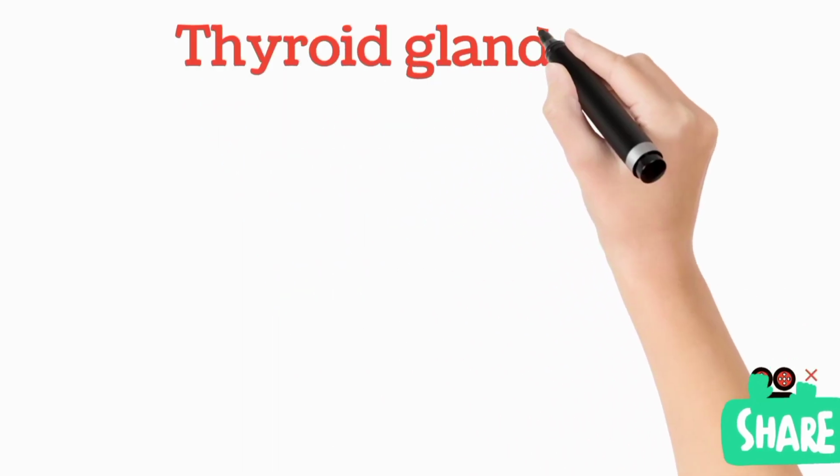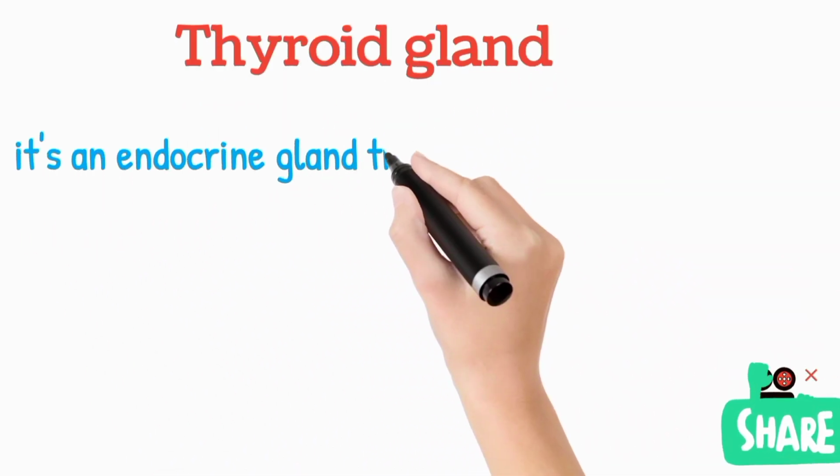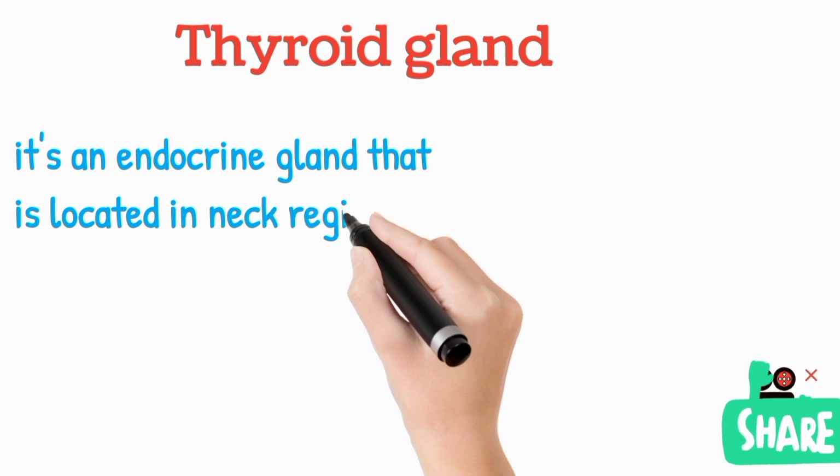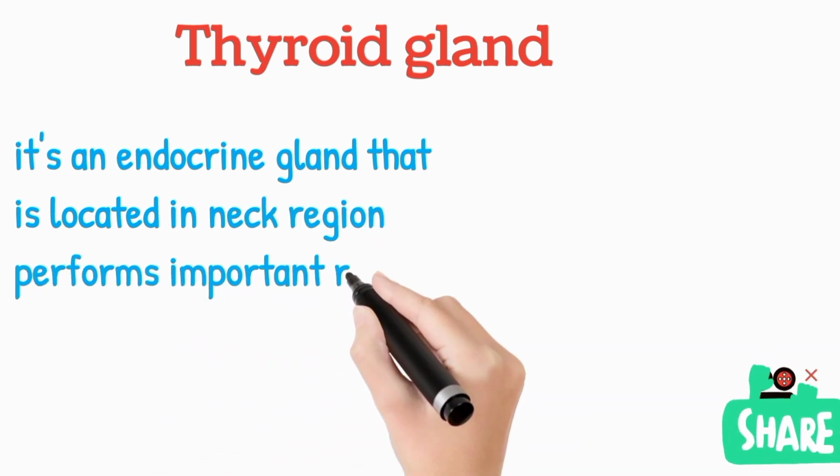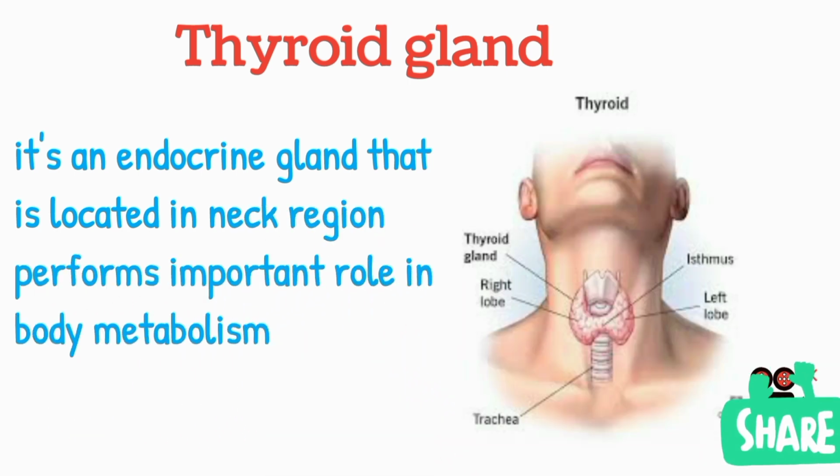Thyroid gland. It's an important endocrine gland that is located in the neck region, and it performs an important role in body metabolism. So basically, thyroid gland is located in the neck region as shown here. It is located in front of the trachea, and it has an important role in body metabolism. Metabolism is basically the process by which the body converts food into energy.